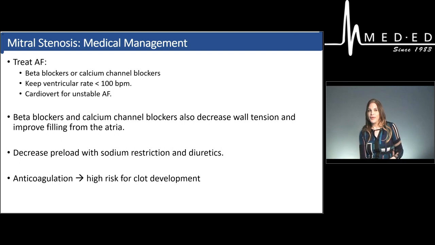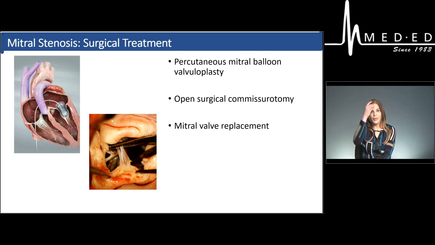Medical management of these patients: beta blockers, calcium channel blockers, you want to try to get their ventricular rate down, and if they have AFib, cardiovert that. You want to try to decrease preload with sodium restriction and diuretics so that you can get the fluid out of the lungs. You don't want their lungs filling up with fluid, so sodium restriction and diuretics work really well. And then they're at a high risk for clot development if they have atrial fib. So if they do, they need anticoagulation.